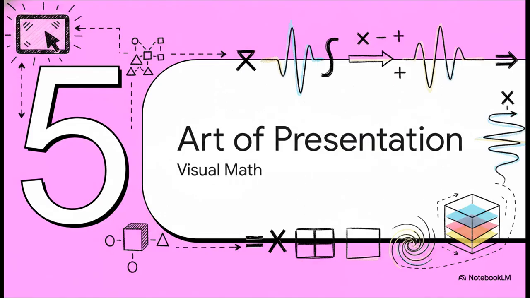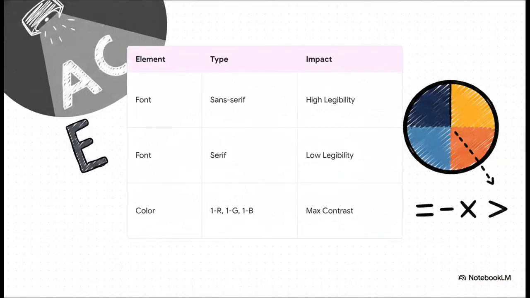Let's move into Section 5, the art of presentation. So we've built the structure, and we've organized the logic. But what does the end user actually experience? This is the visual presentation mathematics layer. Presentation isn't just about making things look pretty. It's deeply rooted in human visual dynamics. For instance, sans serif fonts, like Arial, thrive in darkened projection rooms, while serif fonts, like Times New Roman, become a real chore to read.